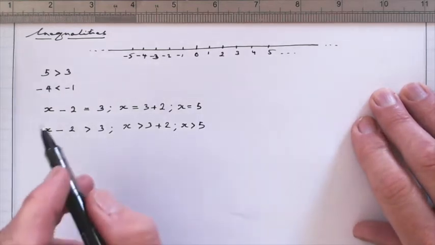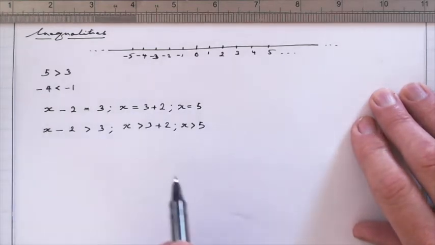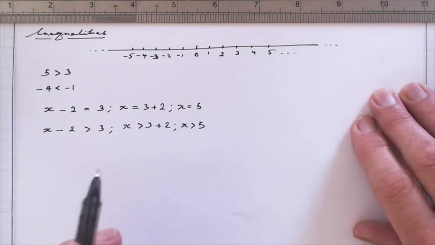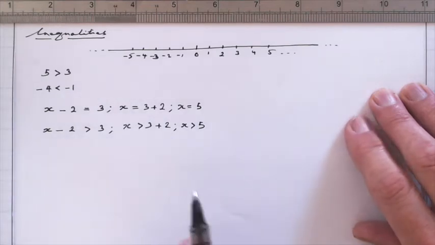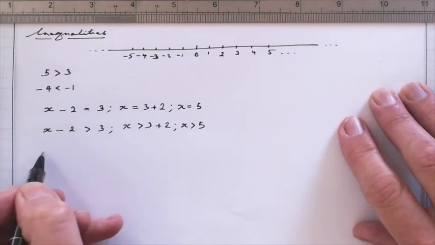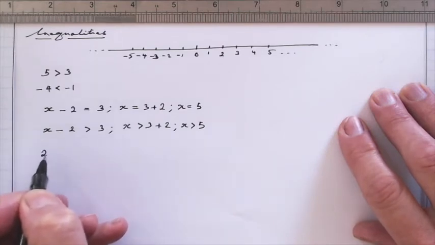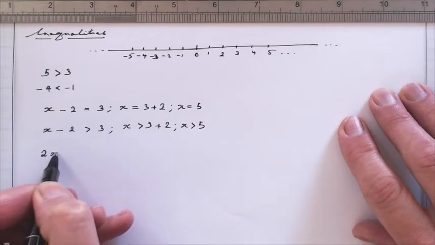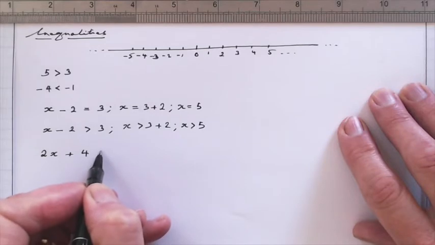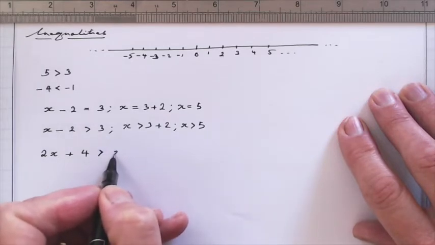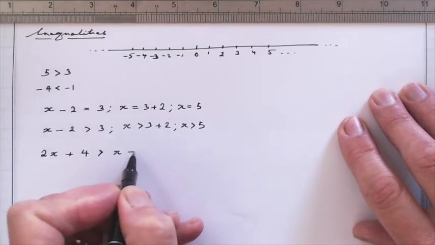So as long as we have additive terms, we can manipulate inequalities just like we manipulate equations. So let's just do another example. Let's say we have 2 times x plus 4 is greater than x minus 1.